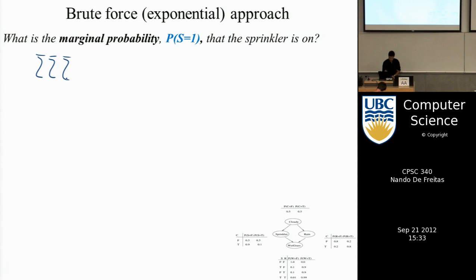So I have a sum over C, R, W of P of W given S equal 1 and R, times P of S equal 1 given C, times P of R given C, and finally P of C. So I've just rewritten it. And so I need to sum over all these values of these variables that can take 0, 1. And so this would be equal, and let me start with the 0, 0 case.